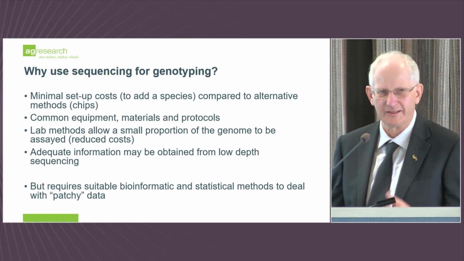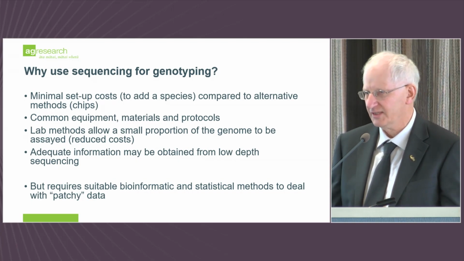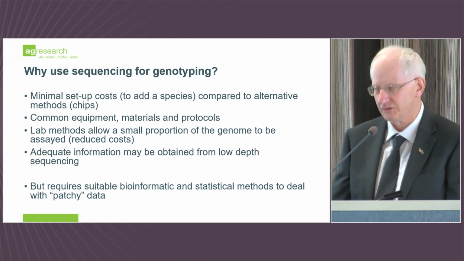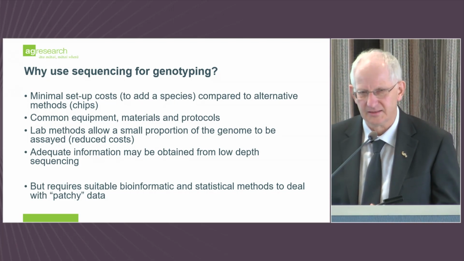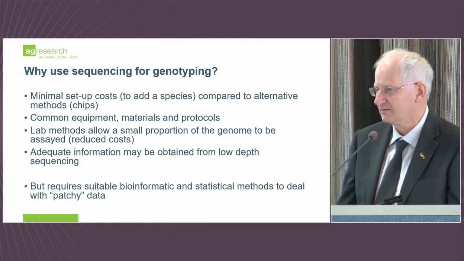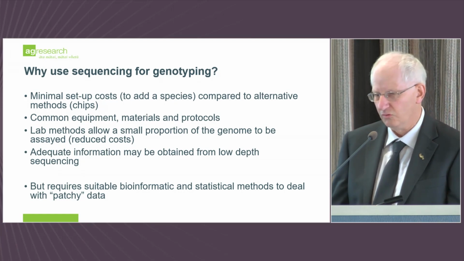So the driver here is we want to get cheap genotyping tests, particularly for our primary industries. The downside of all this is that it's messy data, so it requires some technical bioinformatic and statistical approaches to deal with it.